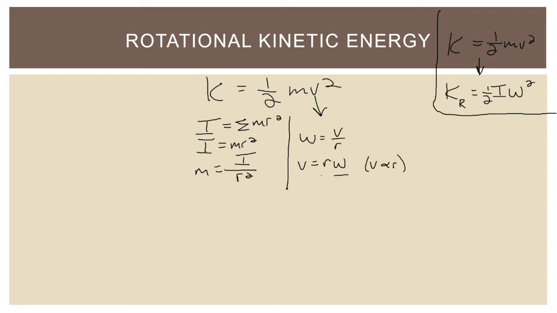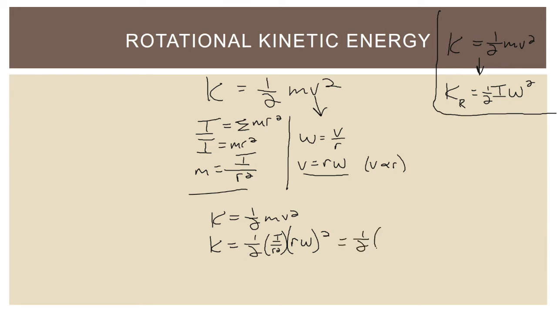And so now that we have an equation for v and an equation for m, we could actually go and plug that in here. And so if we take our equation 1/2 mv squared and we plug this stuff into it, we get 1/2 m, which is I over r squared, times v squared, which is r omega, whole thing squared. And when you do that math, you get 1/2 I over r squared times r squared omega squared.